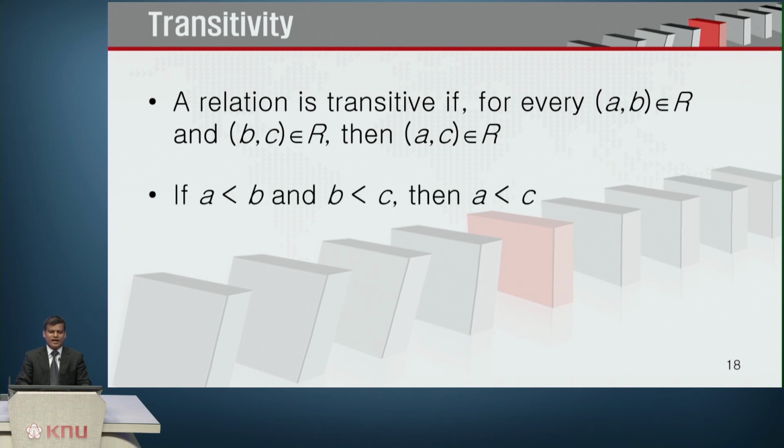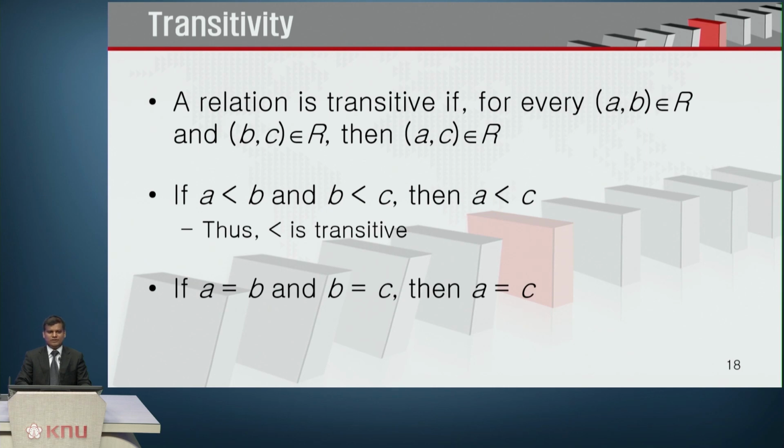That's like if A is less than B and B is less than C, then A is less than C. Got it? That's quite simple. Thus less than is a transitive symbol. So if A is equal to B and B is equal to C, then A is equal to C. So you can say that even equal to is a transitive symbol that represents transitivity.